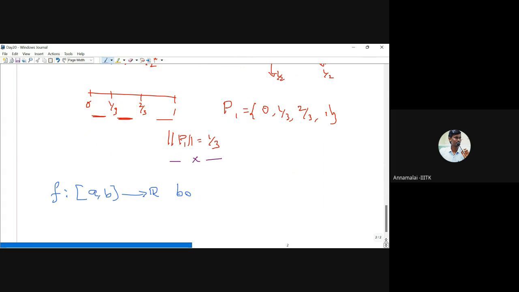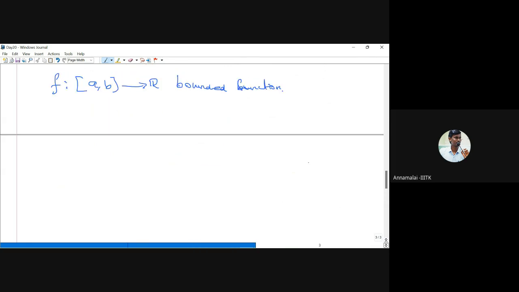So, the condition is that f should be a bounded function. That is, f of x is always less than or equal to some M. Now, what is meant by upper sum? Suppose the graph looks like the graph of the function. So, for simplicity, I am writing this.